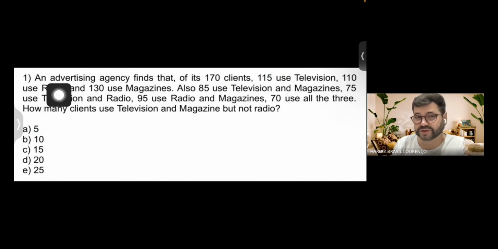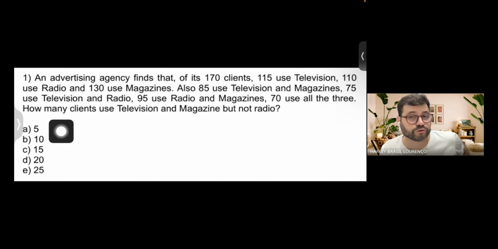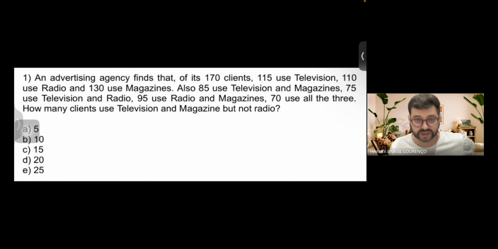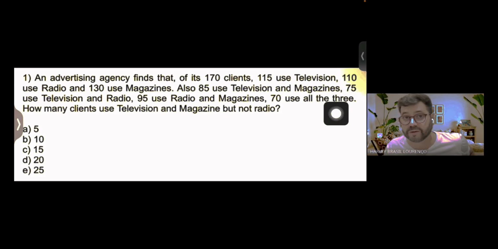So here it goes. An advertising agency finds that of its 170 clients, 115 use television, 110 use radio, and 130 use magazines. Also, 85 use television and magazines, 75 use television and radio, 95 use radio and magazines, 70 use all the three. This is a very important information because when I say that 70 use all the three, I'm basically talking about the intersection of the three of them.